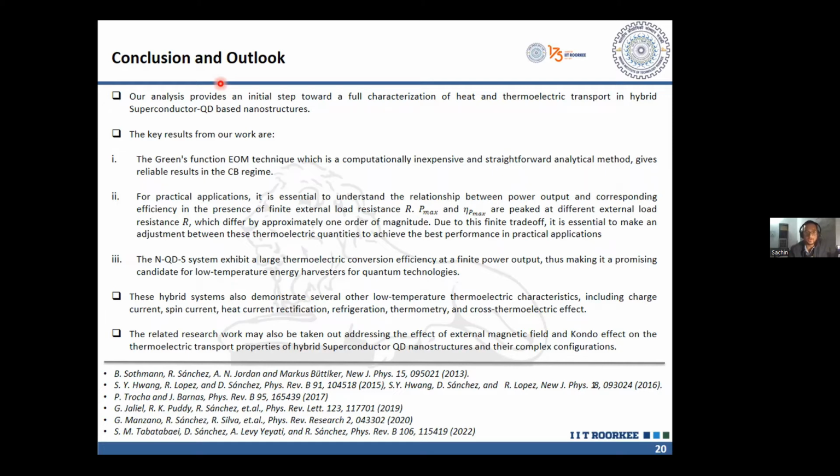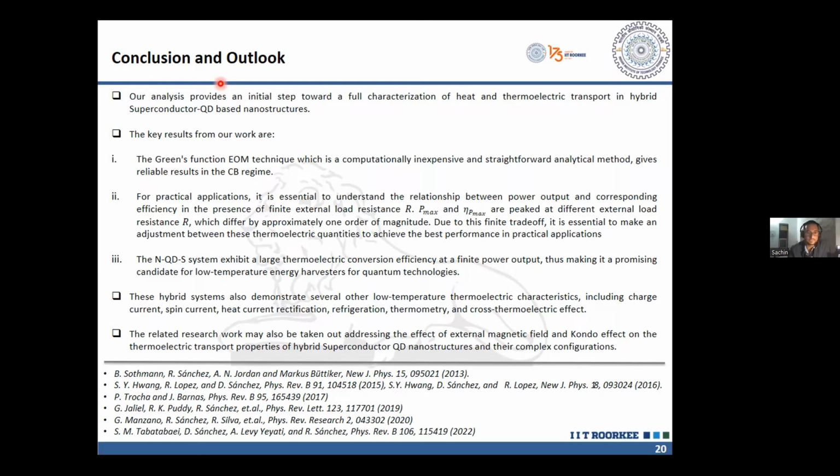And further, the NQDS system exhibits a large thermoelectric efficiency at finite power output. So we have an efficiency close to 80% of Carnot efficiency with a power output ranging from 0.5 to 2 femtowatt, and thus this makes it a promising candidate for a low temperature energy harvester for quantum technologies and quantum circuits.